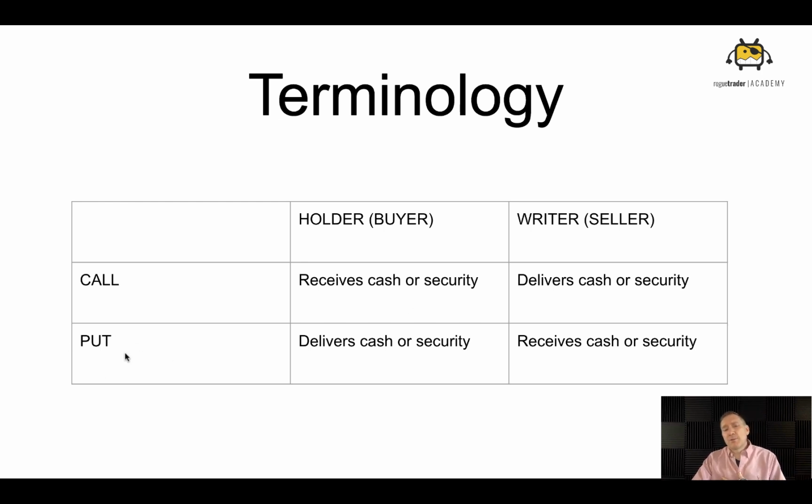Same with the other side, with puts. If I bought a put, I'm going to deliver the security and receive cash if I'm the buyer. And if I wrote it, I'm going to receive the security. You can always come back and look at these little graphs later if you're doing mental gymnastics trying to figure out what's what. It's normal. Don't get freaked out about it.